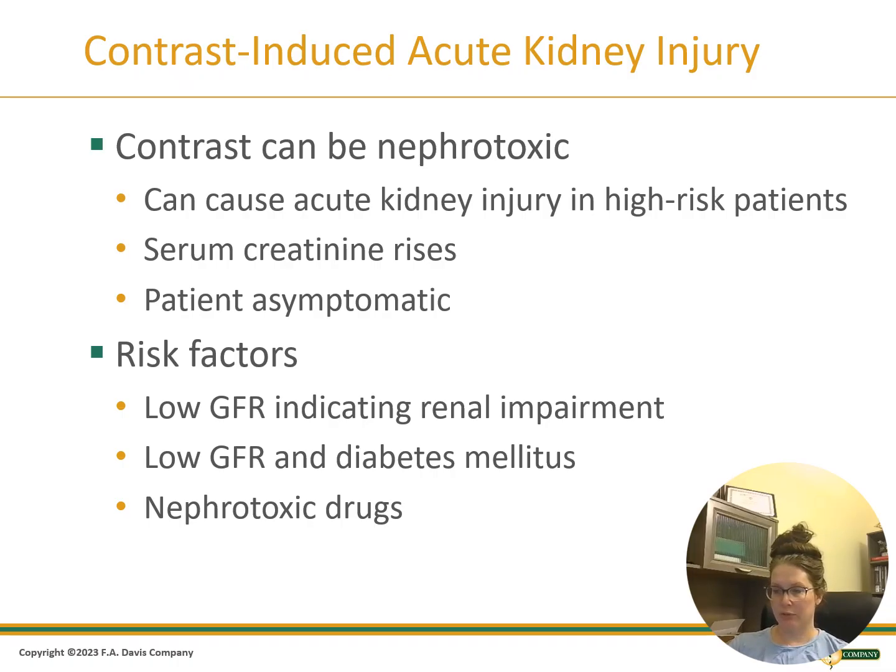So risk factors for this are going to be an already low GFR, so showing that we have renal impairment, and then a low GFR with diabetes. So that's going to be an increased vulnerability. But we also want to look for concurrent use of nephrotoxic drugs. So things like NSAIDs, aminoglycosides, some antivirals. Then we want to watch out for metformin with giving contrast, holding that after.